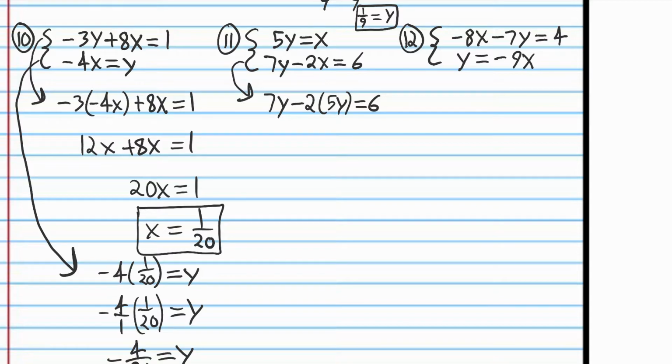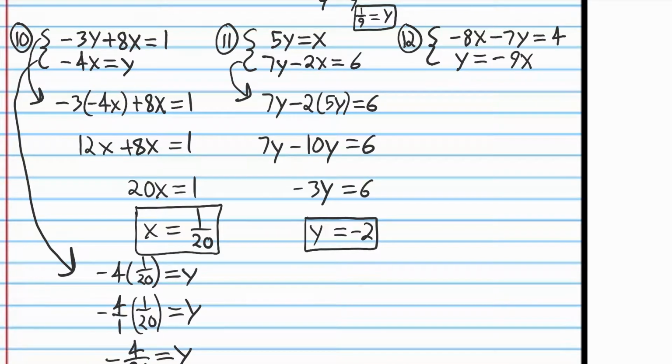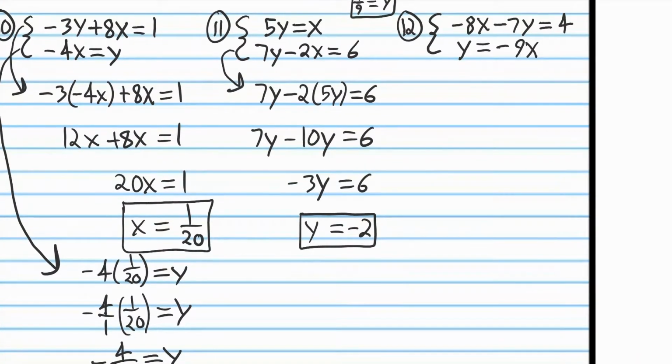And, yep, that looks correct. Now we're going to multiply negative 2 times 5y, which is negative 10y. 7y minus 10y is negative 3y. Divide both sides by negative 3, and you get negative 2. So if you got negative 2, good job.